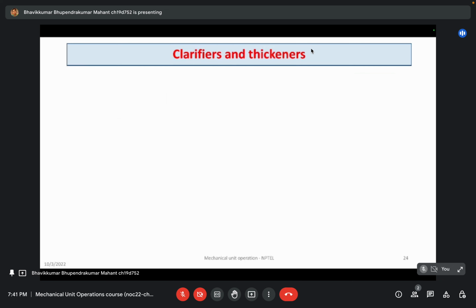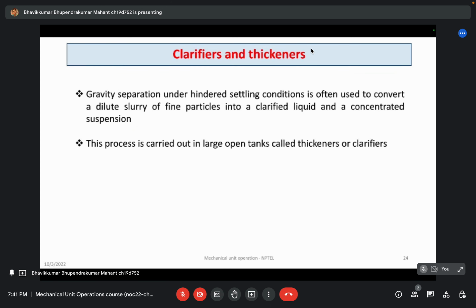Now some conceptual part which is important. One is clarifiers and thickeners, and which kind of processes, like batch processes as well as continuous process, that we need to understand. Gravity separation under hindered settling condition is often used to convert a dilute slurry of fine particles into clarified liquid and a concentrated suspension. So we have a dilute slurry of fine particles converted into clarified liquid and a concentrated suspension. These two fractions we can get after the process.